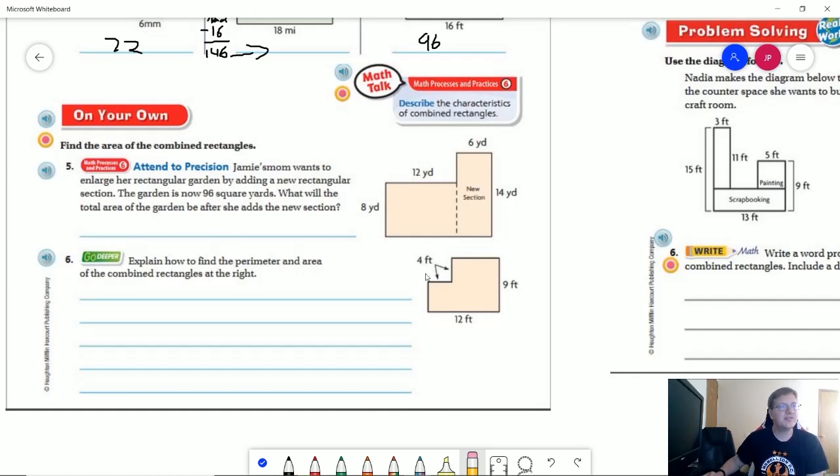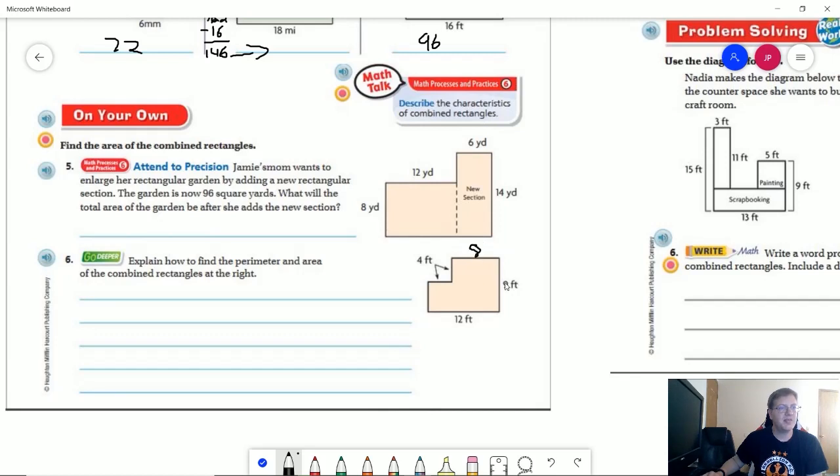What I do want to spend some time with, because this video is already getting a little bit longer than I would like it to be, is to talk through this part. So one of the things that we have to do if we're going to find the perimeter and area of combined rectangles is to figure out what the missing measurements are. And so I know that I've got a 4 here, and I could subtract that from the 12 that I start with to get 8 up here.